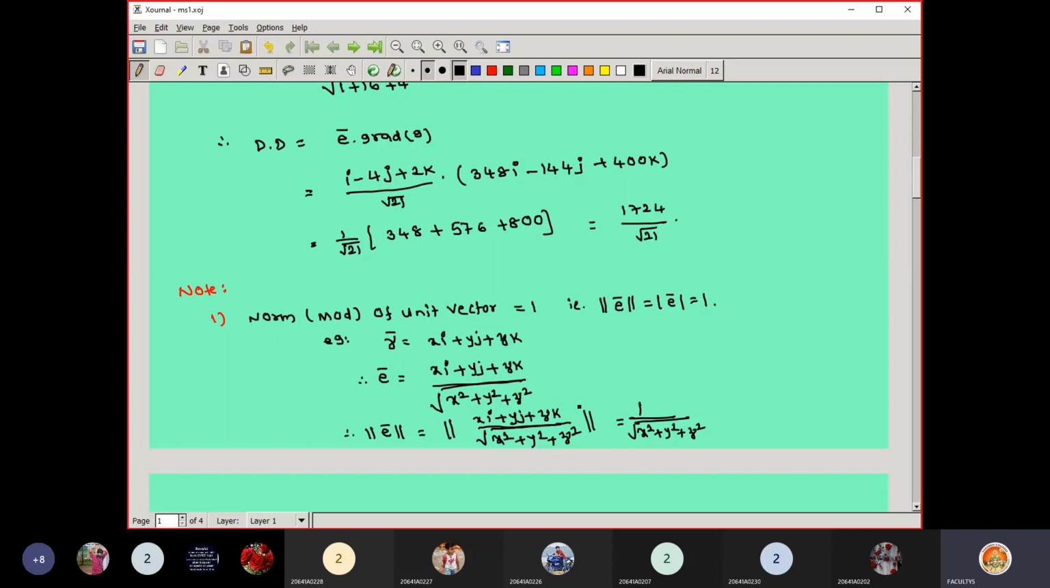So for the numerator you are calculating the norm. The meaning of norm is under root of the squares of the coefficients, x square plus y square plus z square. So on cancellation, directly you are getting the answer 1. So whatever vector they are giving, the norm of a unit vector is always equal to 1. Keep that in your mind. Norm of unit vector is 1. You just write it down as note number 1.